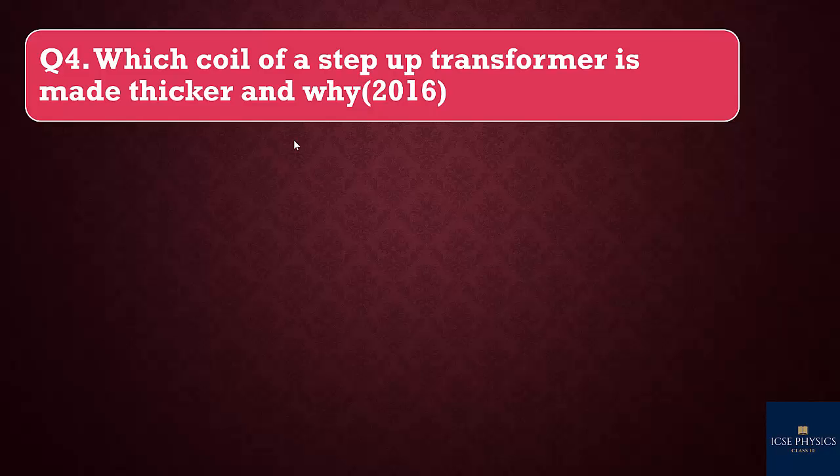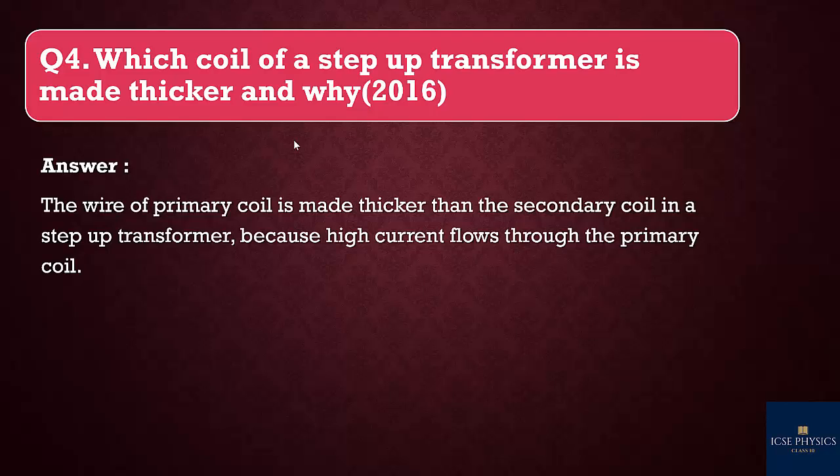Now question number 4. Which coil of a step-down transformer is made thicker and why? This has come in ICSE 2016. Let's see the answer. The wire of the primary coil is made thicker than the secondary coil in the step-down transformer because high current flows through the primary coil. The coil in which a high current flows, we have to make it thicker.